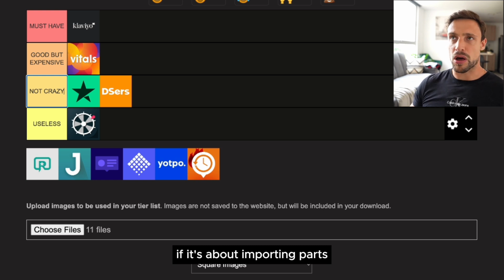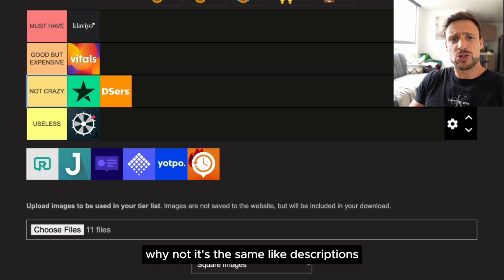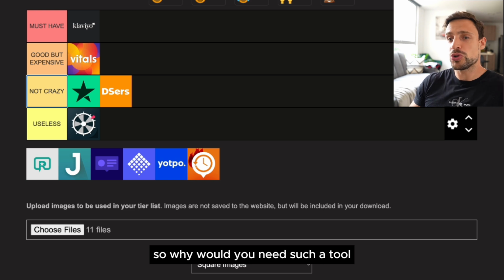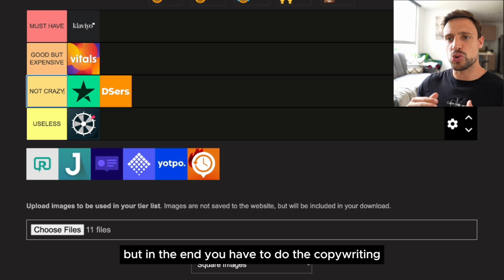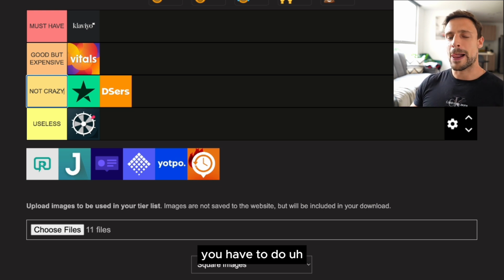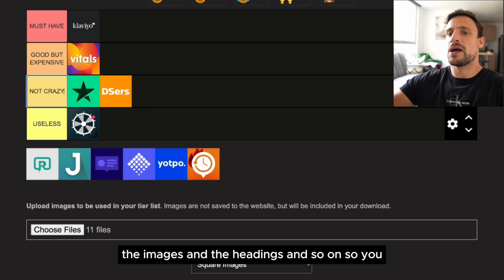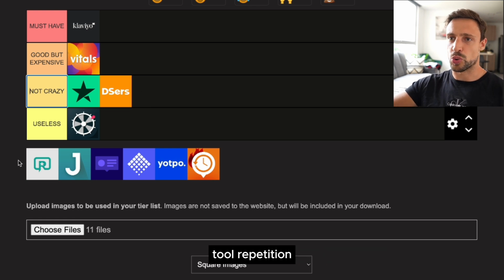If it's about importing products, why not? But the descriptions you have to redo anyway. So why would you need such a tool? Do the product description yourself. Search for inspiration on some competitor site, but in the end, you have to do the copywriting. You have to do the images and the headings and so on. So you don't even need this tool.